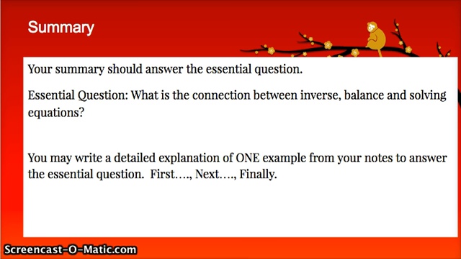At this time, you're going to write your summary. The essential question you're going to answer is the same as in the last topic, but you're going to do a different summary because we're answering the same essential question, but now you need to expand to talk about multiplication and division. The essential question for last topic and this topic was, what is the connection between inverse, balance, and solving equations? In this summary, you want to talk about the connection between inverse operations, balance, and solving equations when you have equations that include multiplying and dividing.